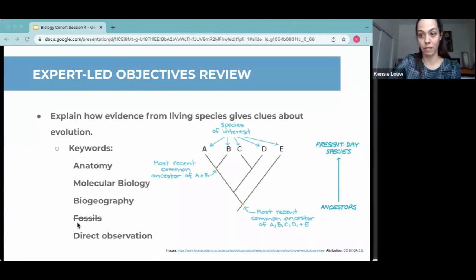Fossils is another piece of evidence we can look at for evidence of evolution, but fossils are not living things, so we're not going to talk about that one. And then direct observation, we can look at examples directly and in real time to see evidence of evolution, such as bacterial species that are able to evolve antibiotic resistance.